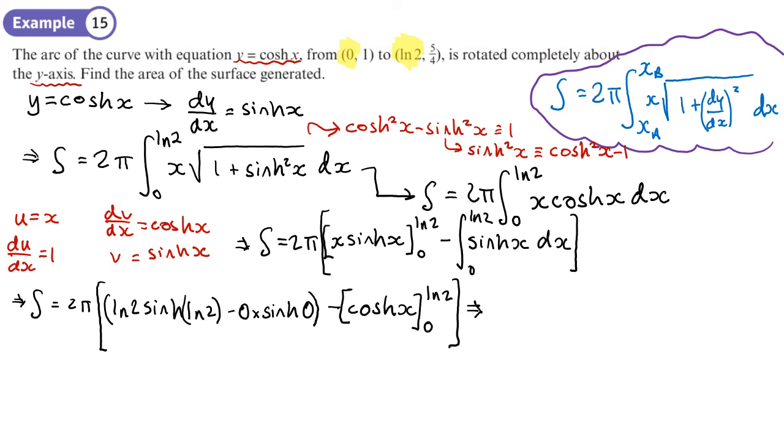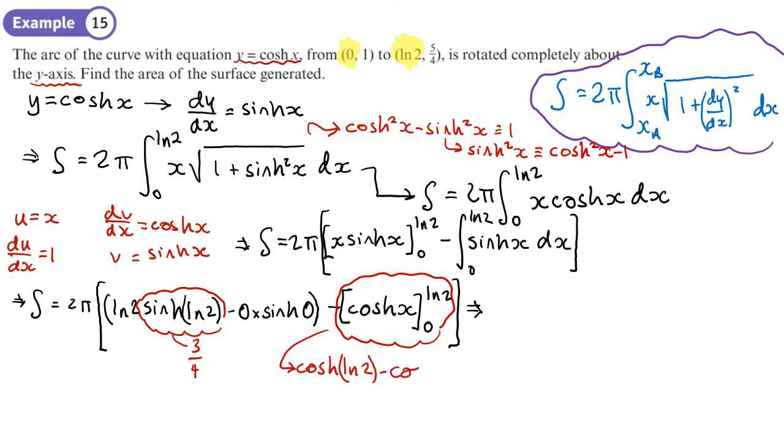Okay, so when we work this out, and we can actually do it on our calculator, sinh of log 2 on a calculator comes out as 3/4. And then when we work this bit out here, we'll have cosh of log 2 minus cosh 0. So the cosh of log 2 on a calculator comes out as 5/4, and the cosh of 0 comes out as 1. So let's write down what all of this is going to be.